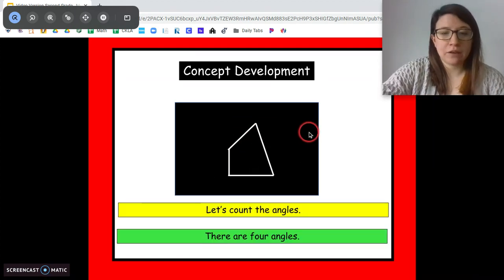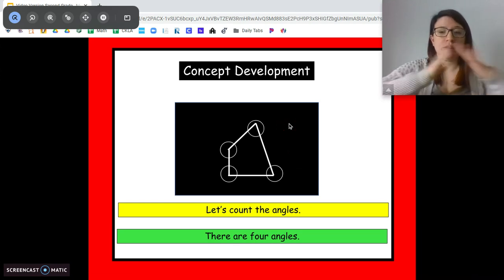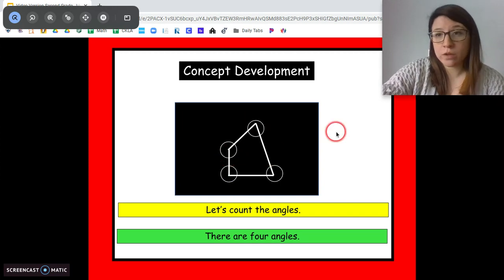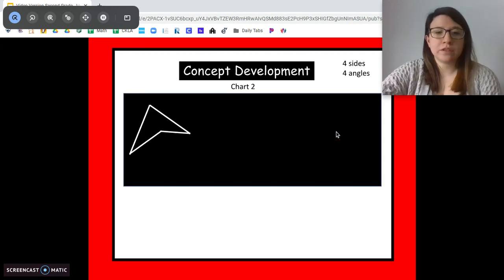So we're going to count the angles. Ready? 1, 2, 3, 4. The angles are where 2 lines come together. You can also count those as corners. Here are some more shapes.